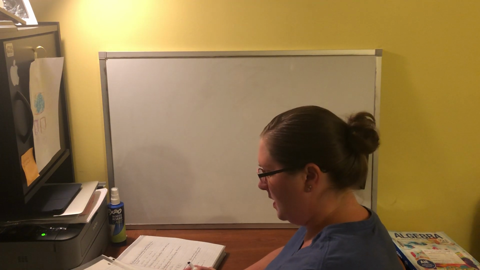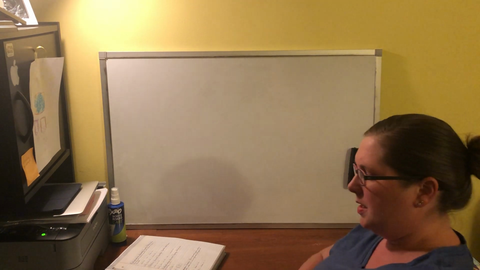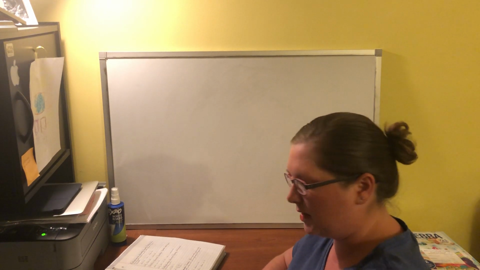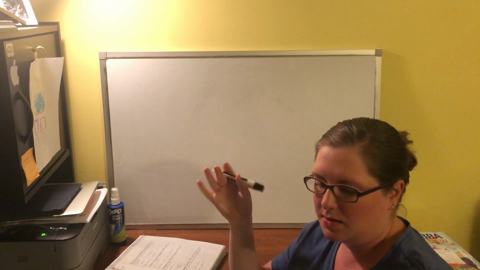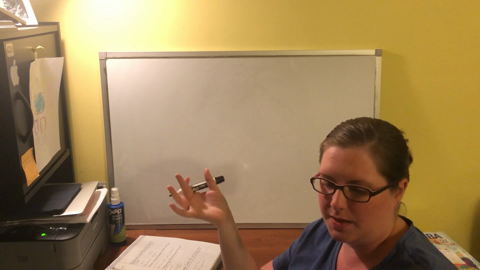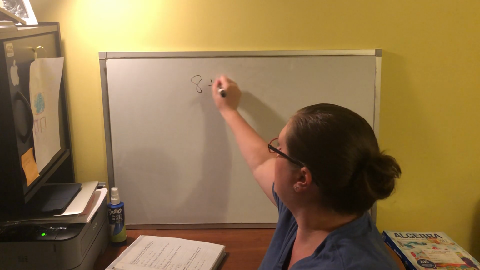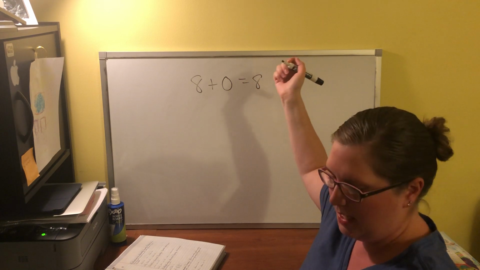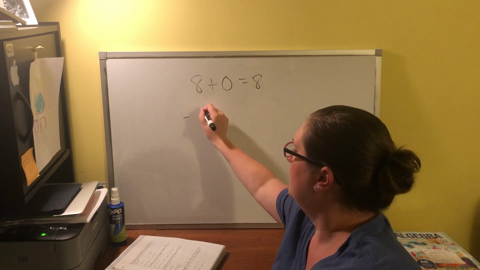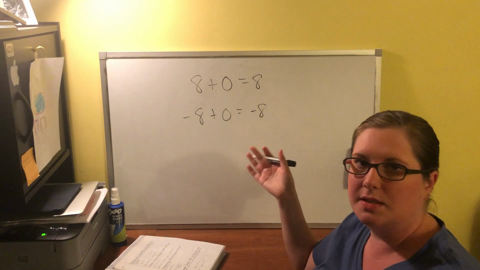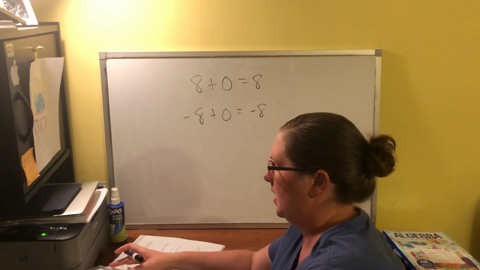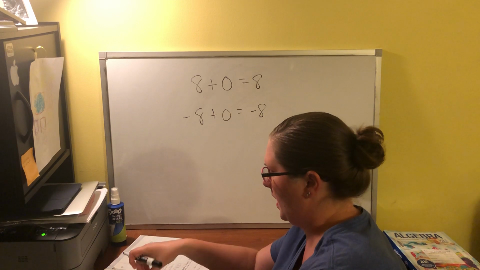All right, the next property that they discuss in this chapter is the additive identity property. All this is the addition of 0 to any number will result in that number. So if you added 8 plus 0, your answer is going to be 8. If you did negative 8 plus 0, your answer is going to be negative 8. Anything I add to 0 is just going to be that same number.